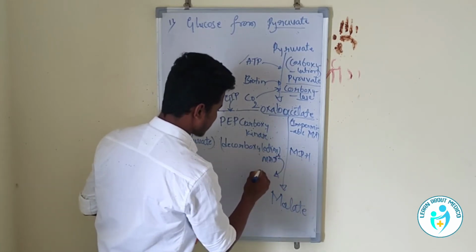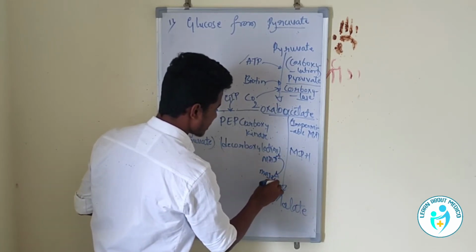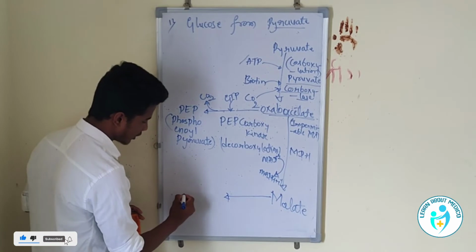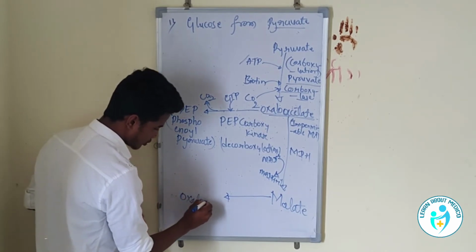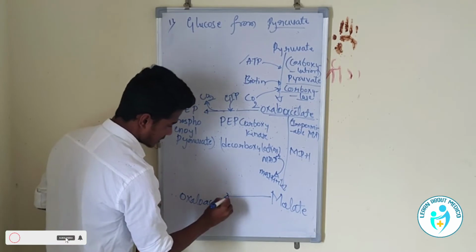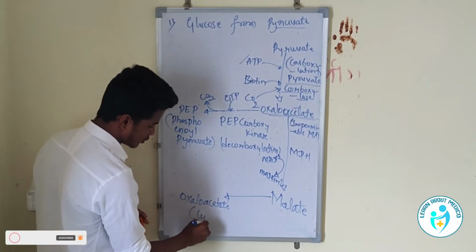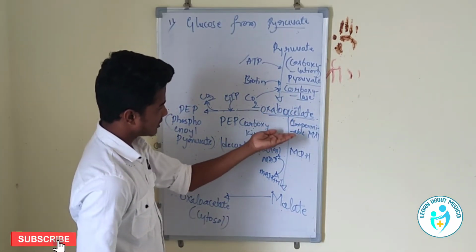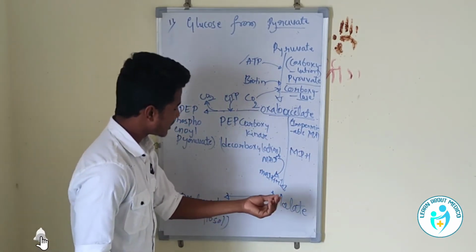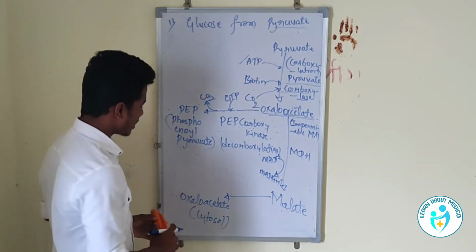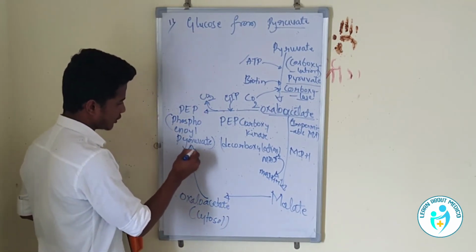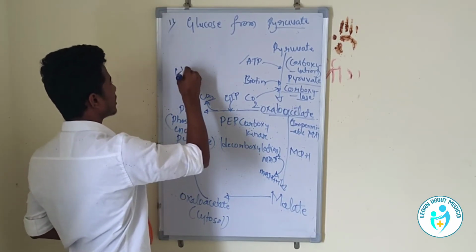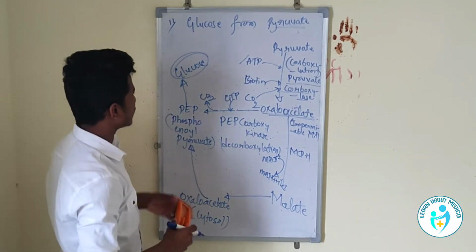Here NAD plus is converted into NADH plus H plus. And then malate is converted back into oxaloacetate. This conversion is in the cytosol. Since oxaloacetate is impermeable to the mitochondria, it is converted into malate, and that malate is converted into oxaloacetate in the cytosol. This oxaloacetate is again converted into phosphoenol pyruvate, which is going to be converted into glucose.